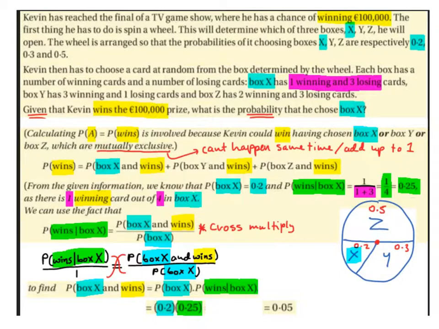We know from the question the probability of box X is 0.2, and we just worked out up here that the probability of wins given box X is 0.25, and multiplying them we get 0.05. So 0.05 is the probability of box X and winning.